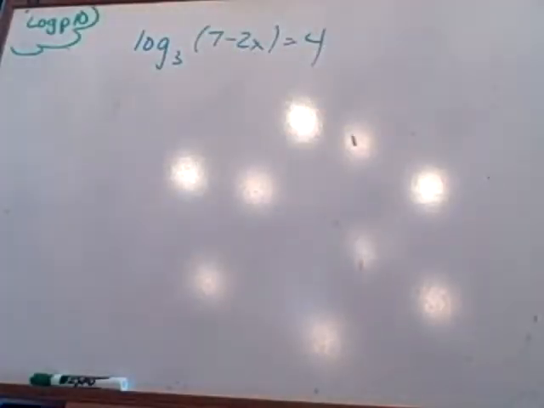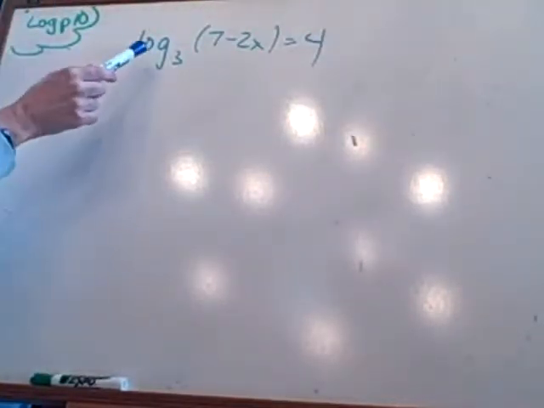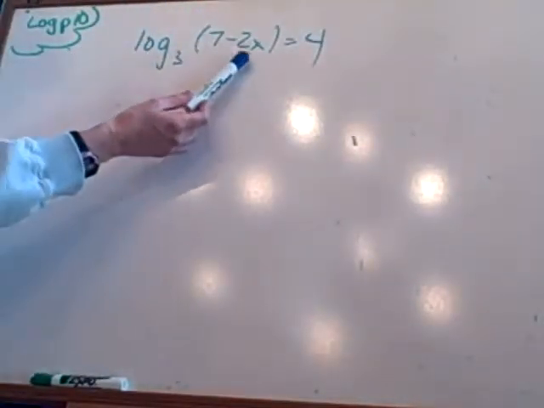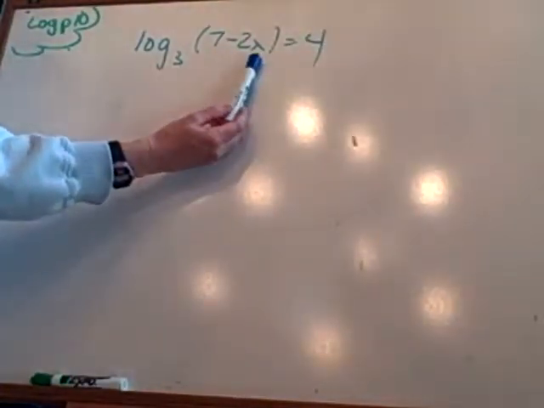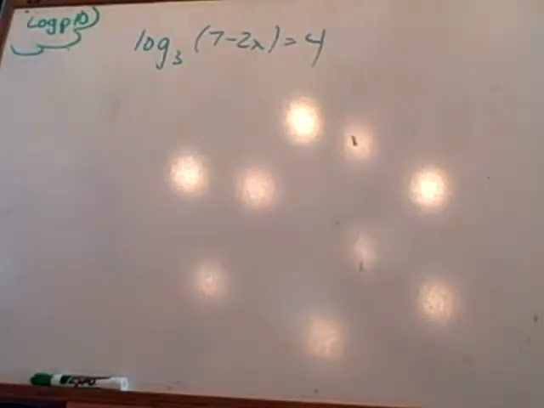Sweet. We are on logarithms, page 10. We're doing the example at the top of the page. We have log base 3 of (7 minus 2x) equals 4. You'll notice my x is in the middle here, and in order to solve for that, I'm going to put this in exponential form.